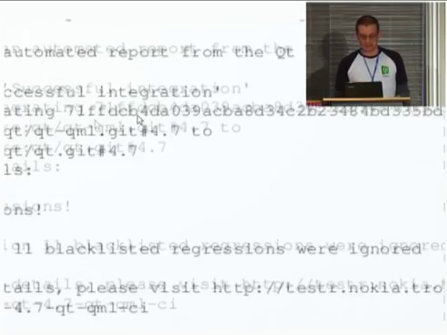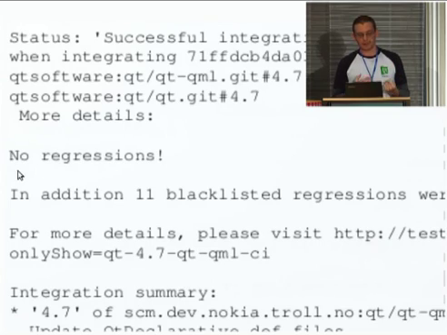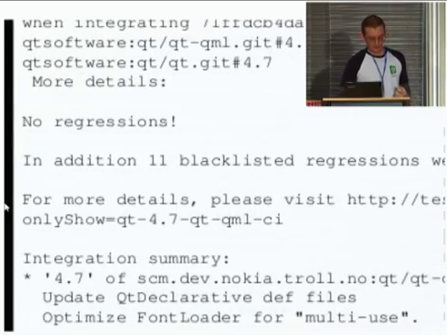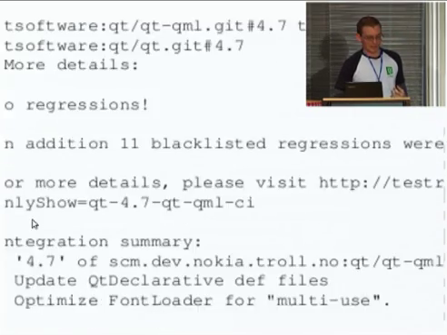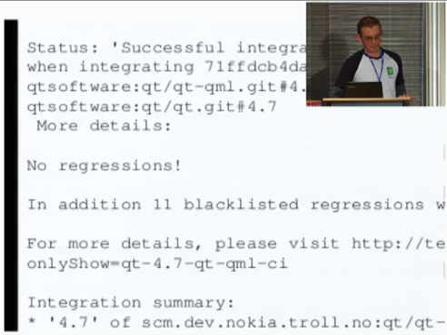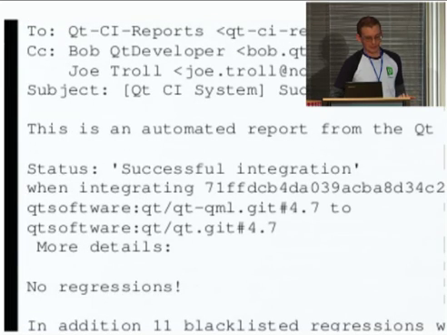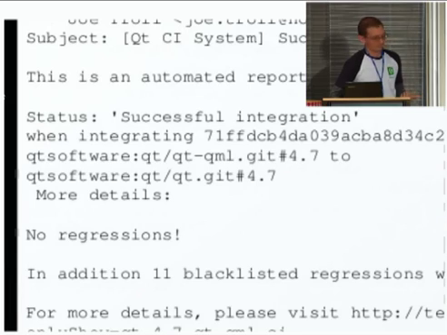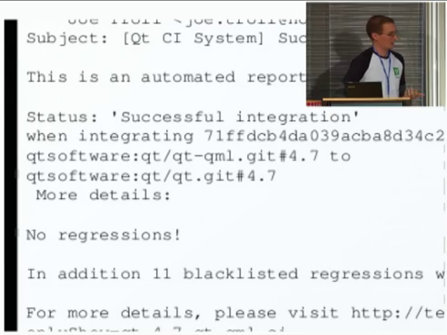So this is what the system will give to you if you have made some commits to Qt, and they're all good. You'll get an email sent to you and sent to a mailing list. It'll tell you there was a successful integration of your staging branch. It'll give you a link that has some more details. I'll go into a bit of detail about what this "blacklisted regressions were ignored" means. And here's the list of changes that were integrated. Okay, so that's what it looks like when everything is good.